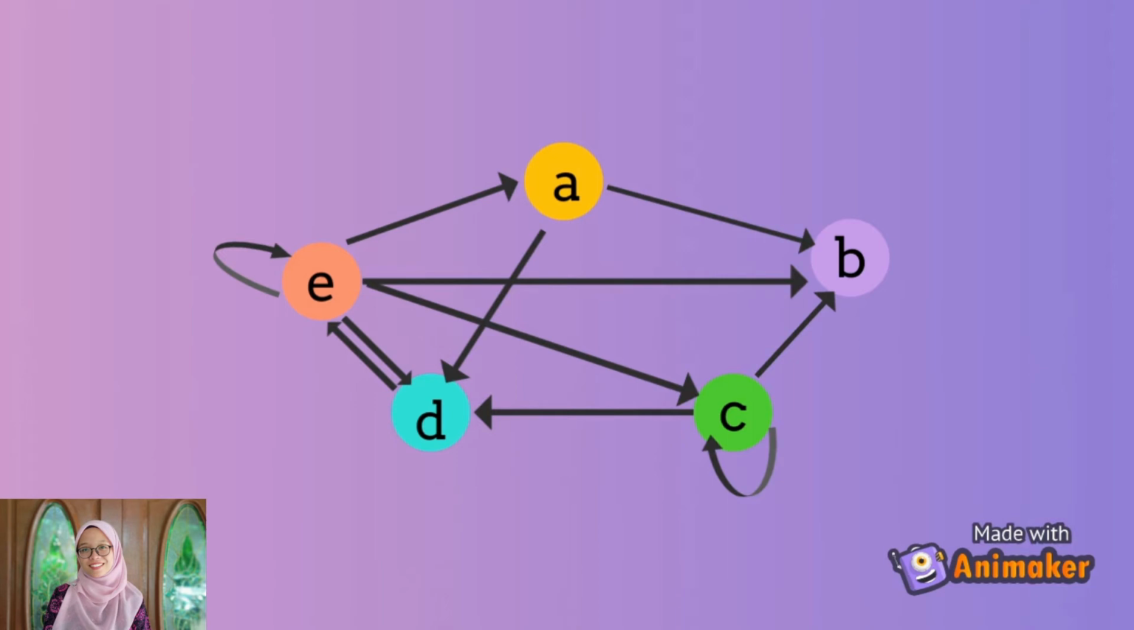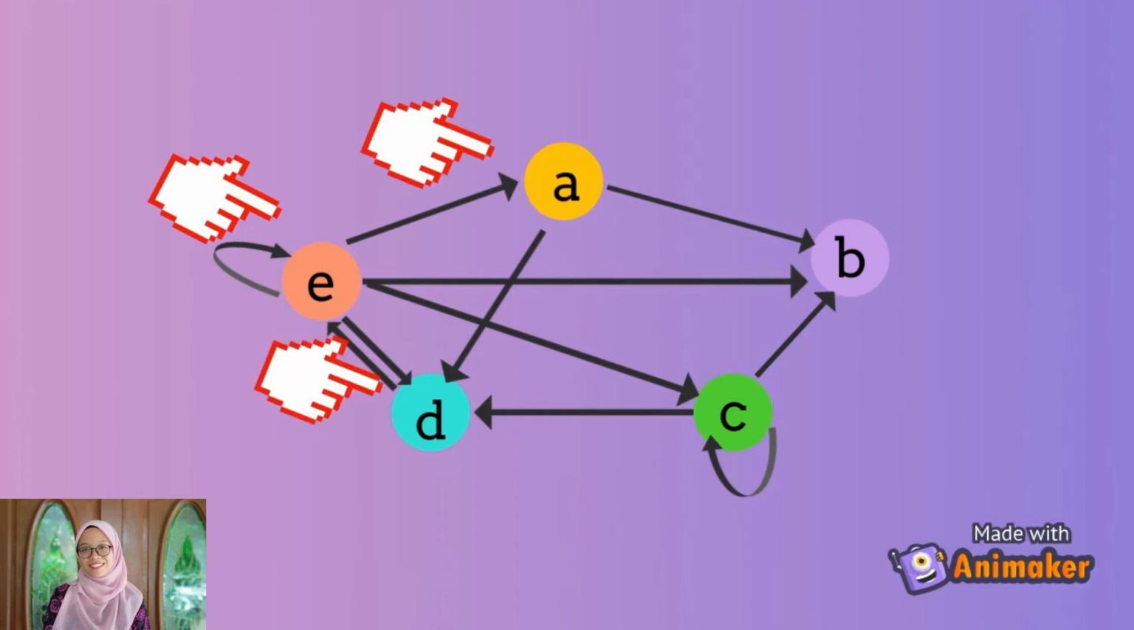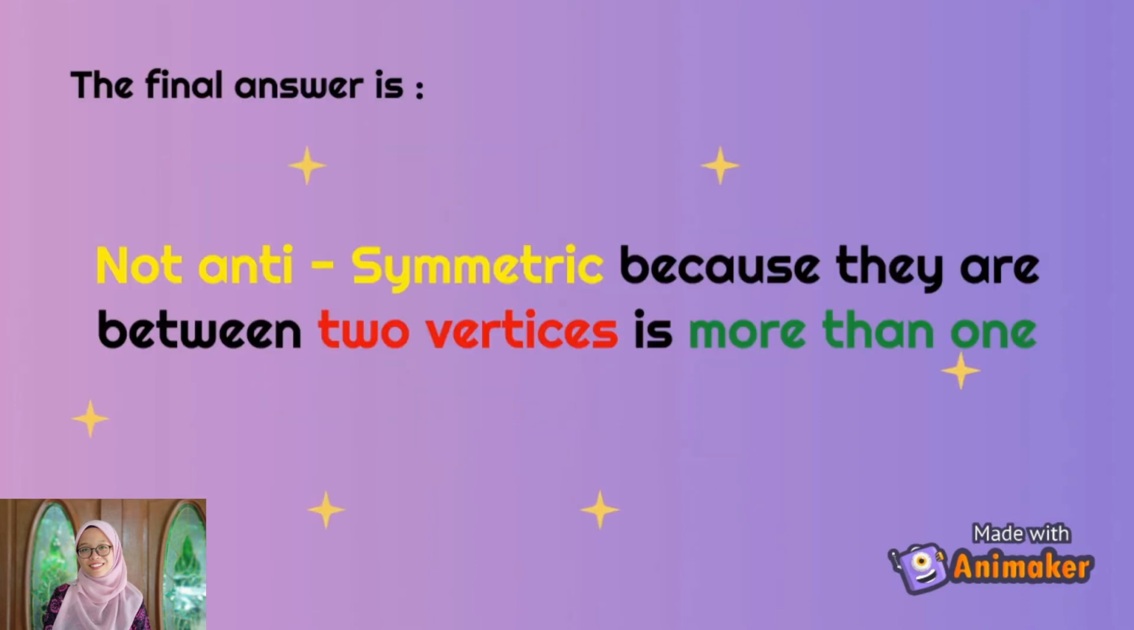Antisymmetric has at most an arc between two vertices. Okay, let's come with me. 1, 2, 3, 4. So there's more than one. So the final answer is not antisymmetric because the arc between two vertices is more than one.